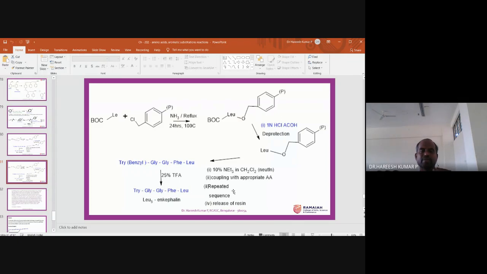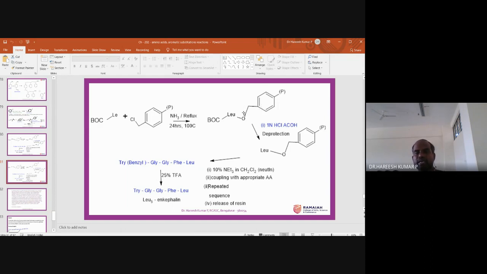Whereas in the solid phase peptide synthesis, we start with the C-terminal end of the amino acid. In this case, leucine 5 enkephalin. The N-terminal end of the leucine is protected using a BOC. BOC is an N-protecting group. This is treated with chlorine. The chlorine should react with the OH of the carboxylic acid of the leucine, so there will be a removal of H and Cl. HCl is going out. What is obtained is leucine supported on polymer, the resin.